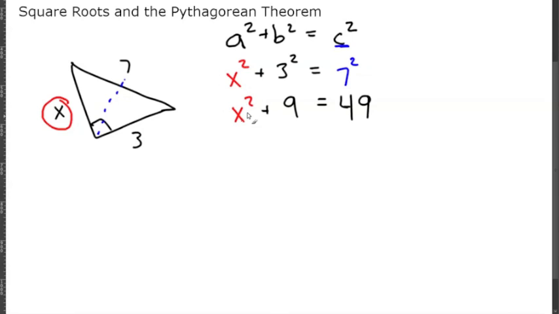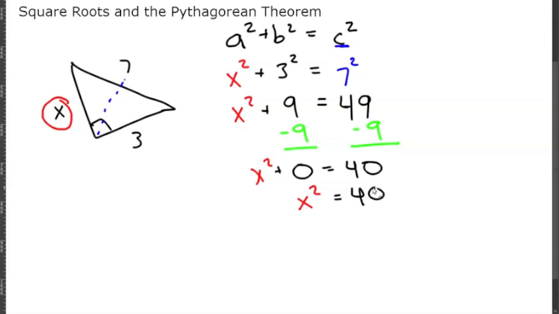Now we're trying to solve for this x, so we're going to move this 9 to the other side and get rid of it. So we're going to subtract by 9, and whatever we do to one side, we have to do to the other side. So we're going to be left with x squared plus 0 equals 40. X squared plus 0 is just x squared, so x squared equals 40. This means that x is the square root of 40.